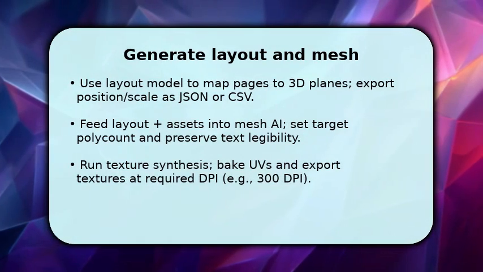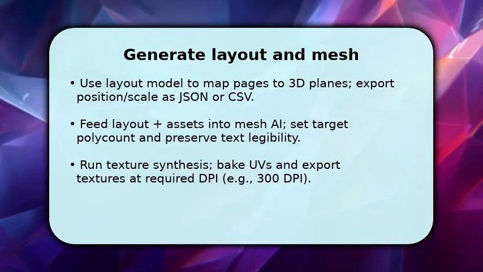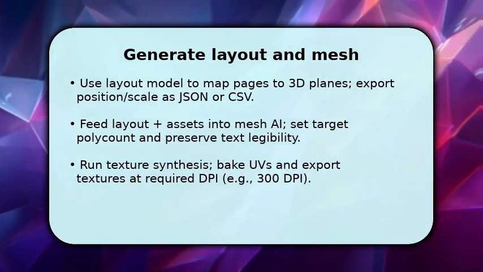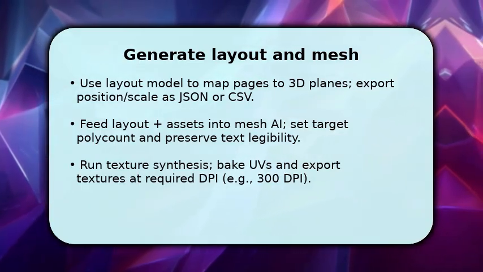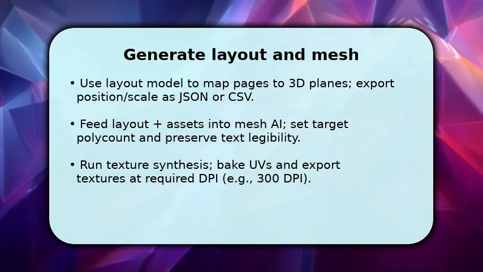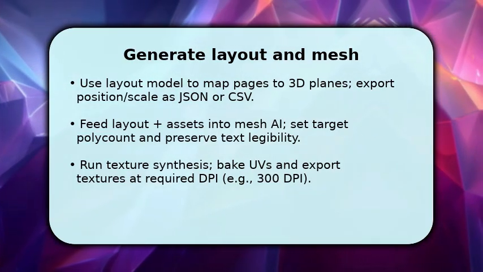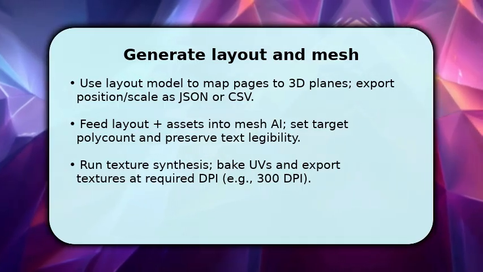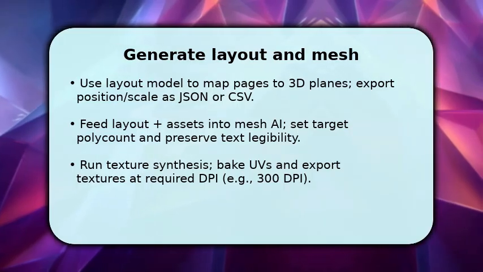You now convert the 2D structure into 3D form. Start the layout model and map each page or section to physical planes, exporting positions and scales as JSON. Then feed that layout and your assets into the mesh generation AI, specifying poly count limits and instructions to keep text readable. Once meshes are produced, run texture synthesis and baking so fonts and images align on UVs.